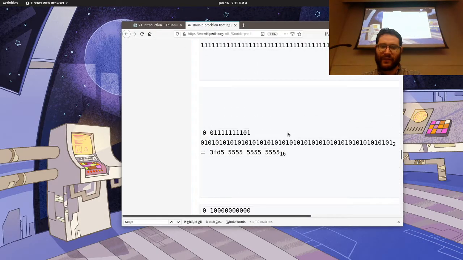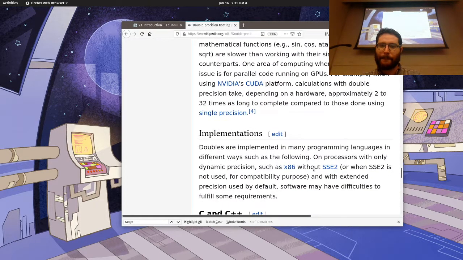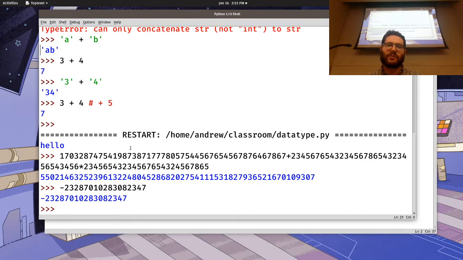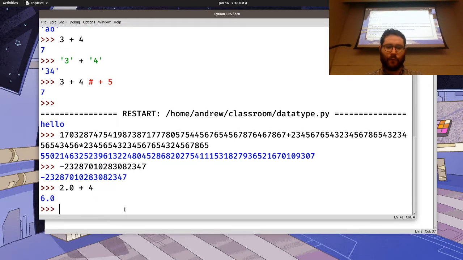So this is all a bunch of examples on Wikipedia. But the point being is that doubles have this interesting range. Don't need to memorize what it is, not even going to bother going into it, because for the most part it is irrelevant, right? So here, 2.0 plus 4 gives us 6.0. The big rule to remember is when you mix a float and an integer, the integer gets turned into a float. That's the big rule to remember.